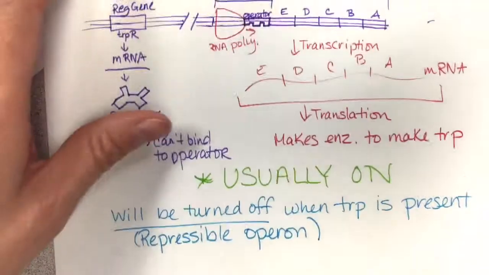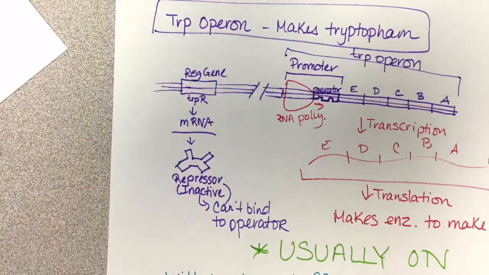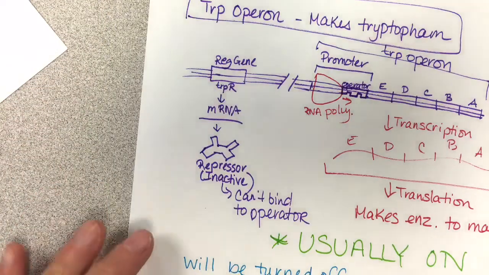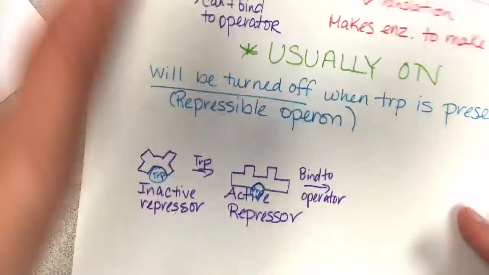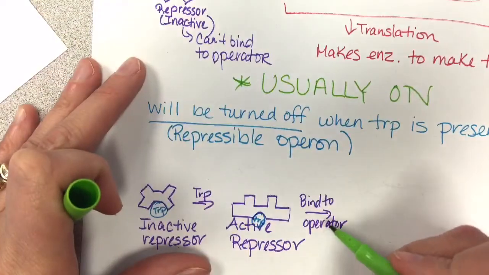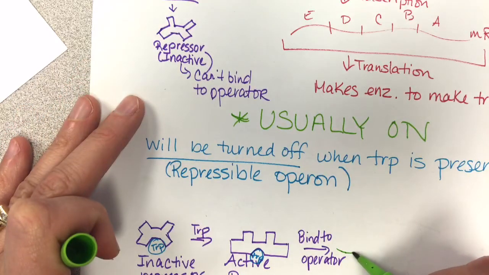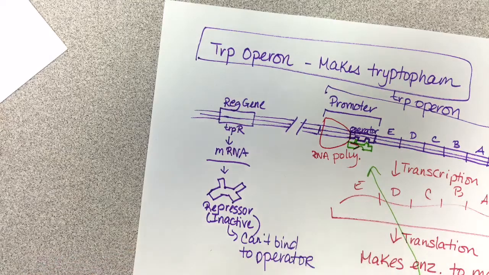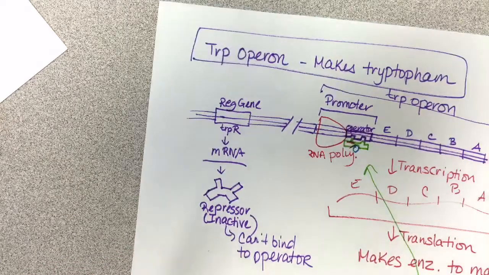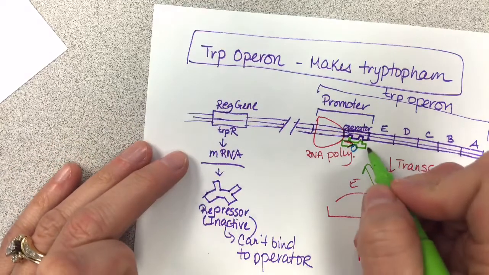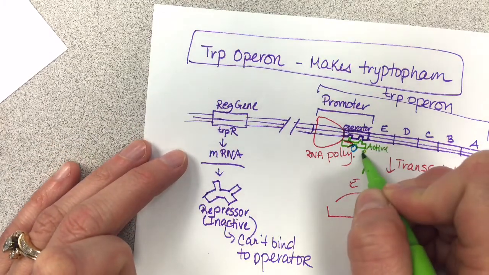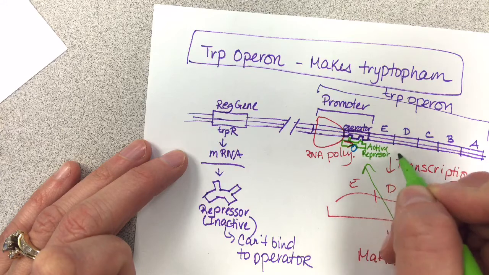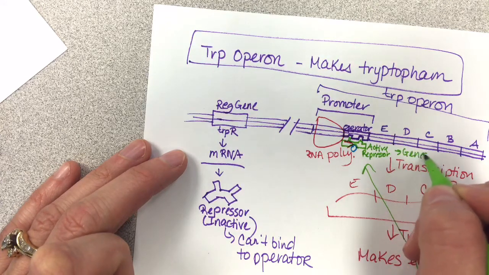If it binds to the operator, I don't need to redraw it here. When it binds to the operator, it comes up here. It's going to change shape here. And if it binds to the operator, so here's your active repressor. Genes are turned off.